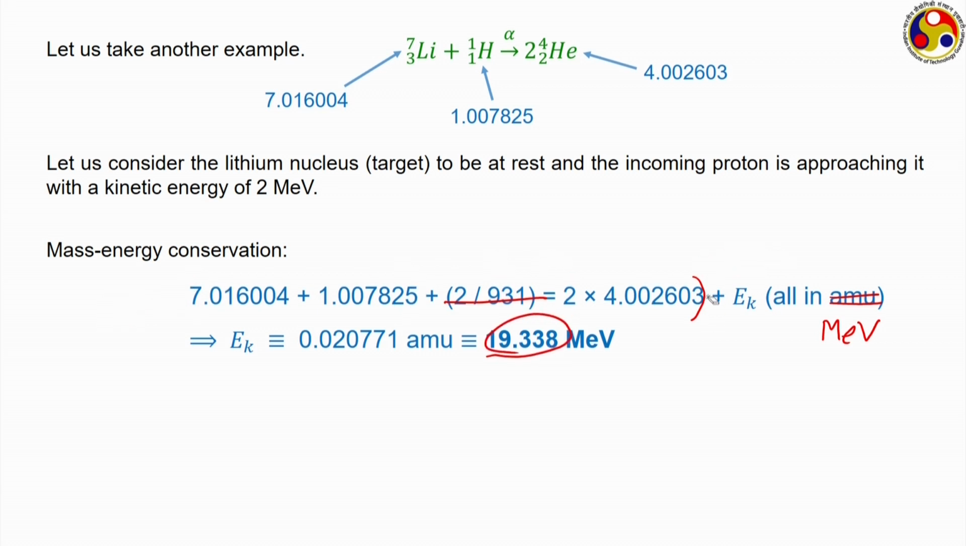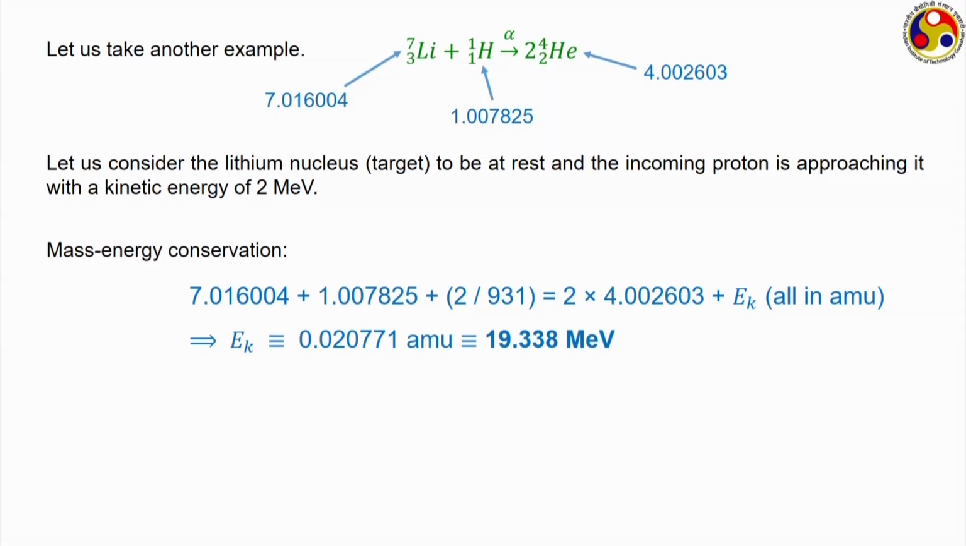So, we can do such mass energy equivalent calculation either in terms of mass or in terms of energy. Also the concept of binding energy that we have identified earlier, or mass defect, you can clearly see in this particular example the mass of the product is 0.020771 mu less than the reactants, and therefore, this amount of mass is getting converted to energy.